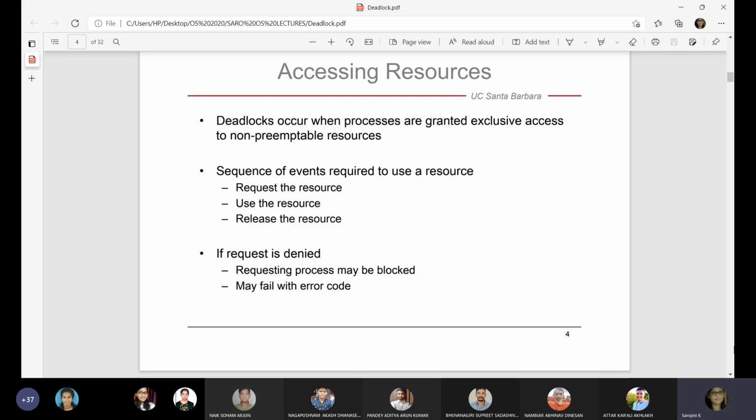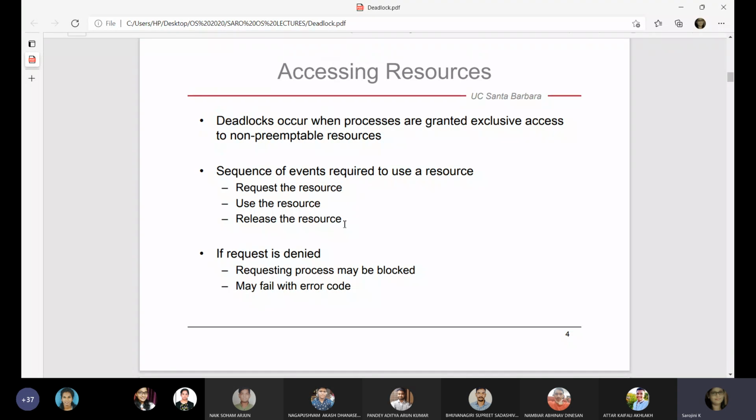Because the resources we are talking about are shareable resources. We are not going to talk about private resources, because a private resource will be used by only one process. This is what I said here: if the request is denied, the requesting process may go to blocked state or may fail with an error code. So you can assume it will go to wait state.